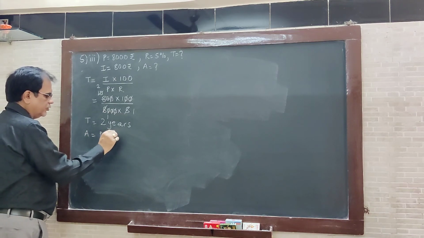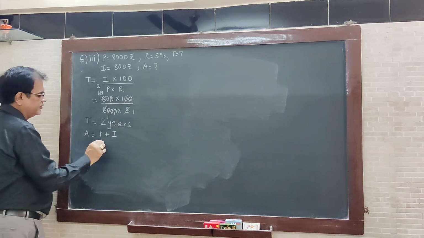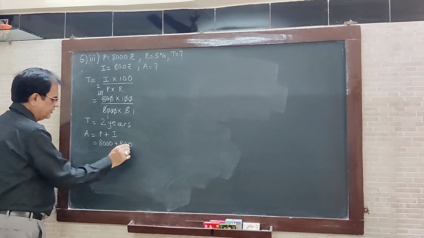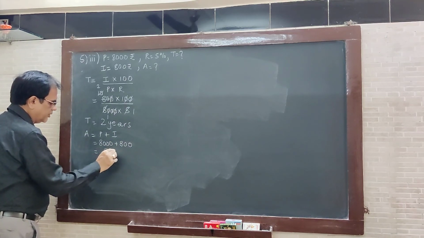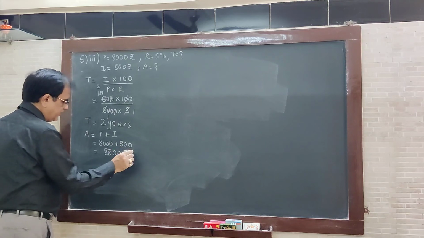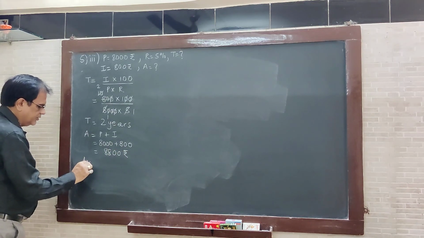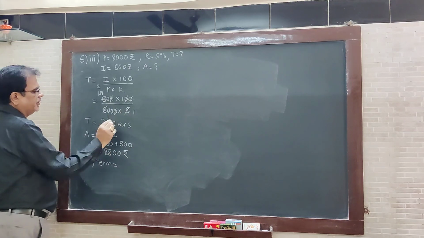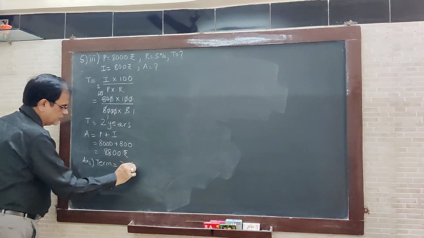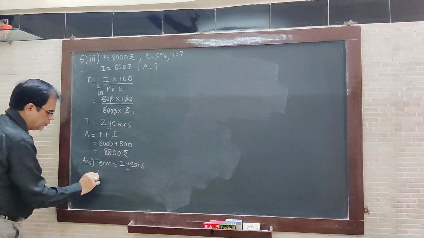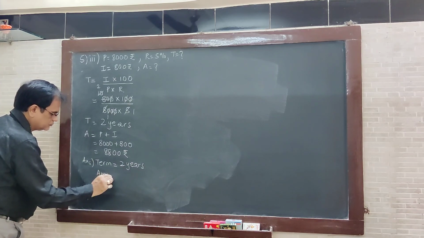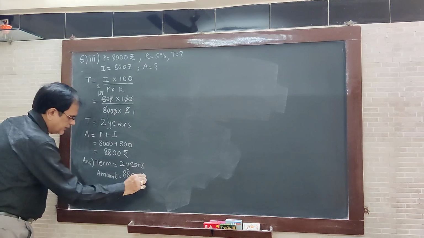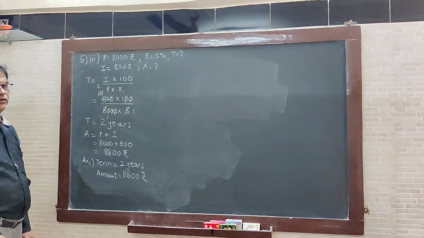And then you have to find out amount also. So amount is equal to principal plus interest. Principal is given 8,000 plus interest is given 800. So your total amount is 8,800 rupees. So the answer will be term. T stands for term. So term is equal to how much you got? 2 years. And amount is equal to 8,800 rupees. Okay. So this is your sum number 3.